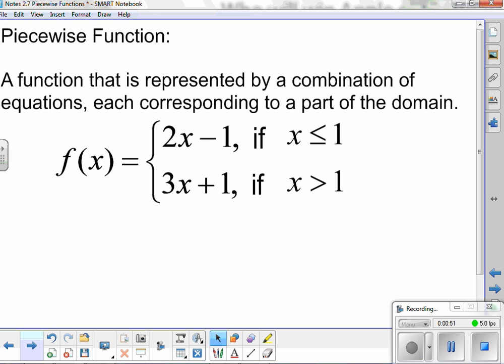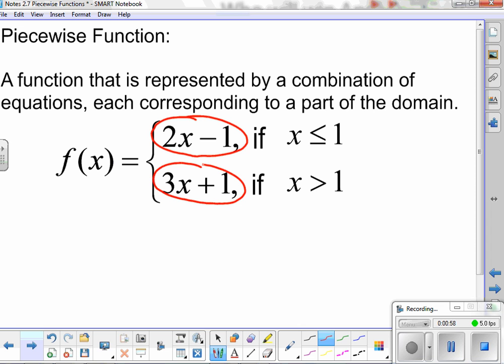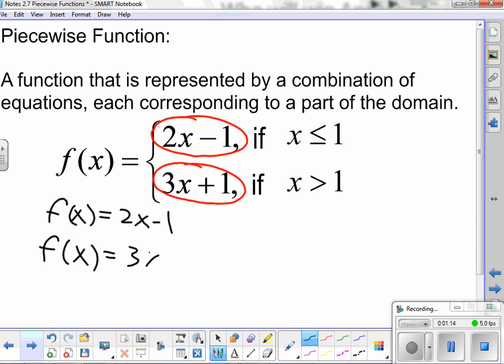So basically what happens is it's called a piecewise function because you actually have two pieces to this function, the top part and the bottom part. The parts I just circled in red, you can consider this as saying f of x equals the top part, and f of x also equals the bottom part. So it equals both of those.